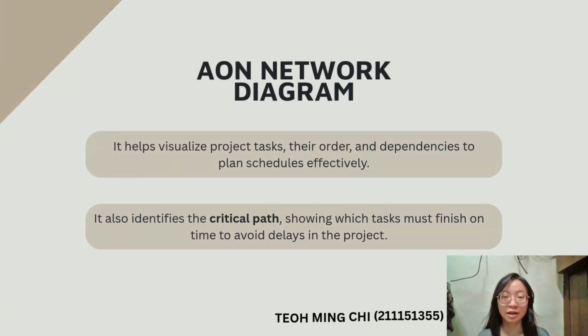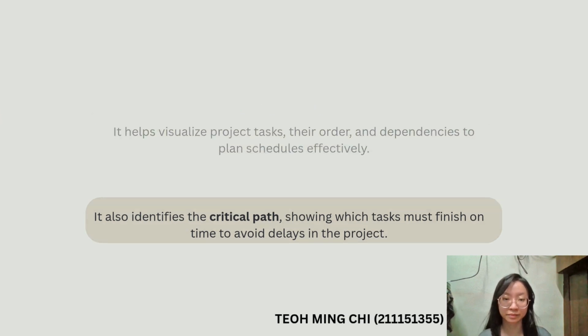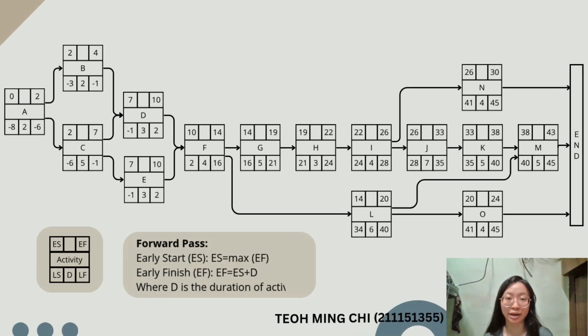Good day, doctor. Now I'm going to discuss the AON network diagram. It helps to visualize project tasks, order, and dependencies to plan the schedule effectively. It also identifies the critical path, showing which tasks must finish on time to avoid delay in the project. This is our project AON network diagram. As the bottom left shows, each of the numbers in the small squares represents one of the terms.